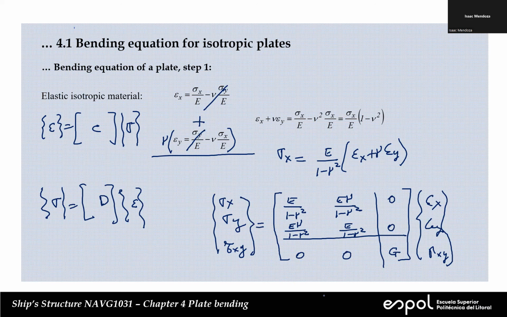So even though we have 3 constants, E, nu, and G, remember that G, E, and nu are related. So we have only 2 unknowns, really, okay? And we measure those in a tension test.